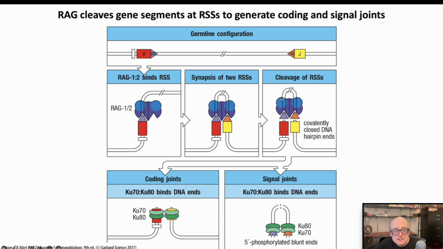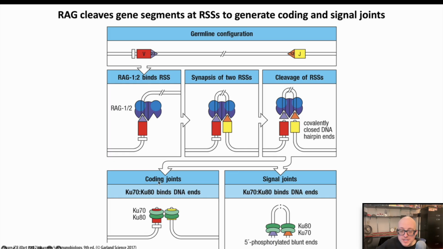And so the other thing that RAG is going to do is cleave the V and the J segments at their recombination signal sequences. So notice these triangles are sort of being cut off. So most of the recombination signal sequence will actually be removed from the V and the J segments. And a couple of things are going to result from this. One is that we have now formed a coding joint and a signal joint.